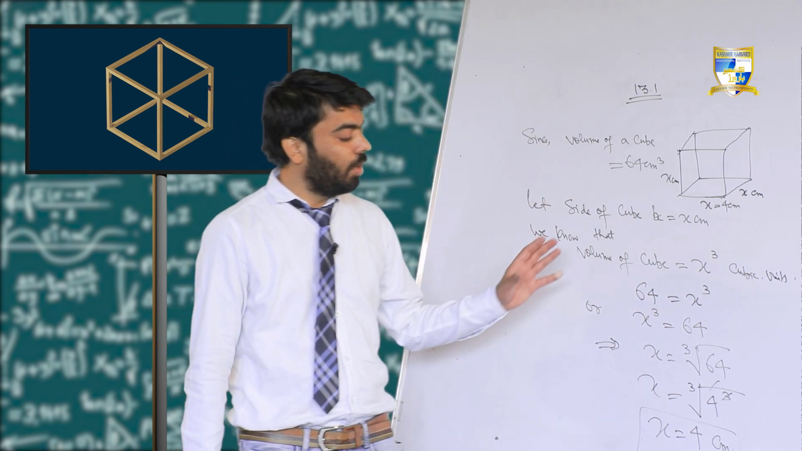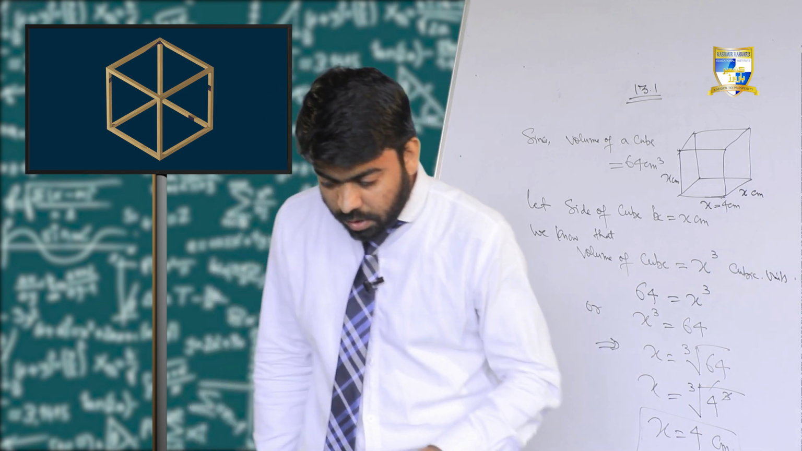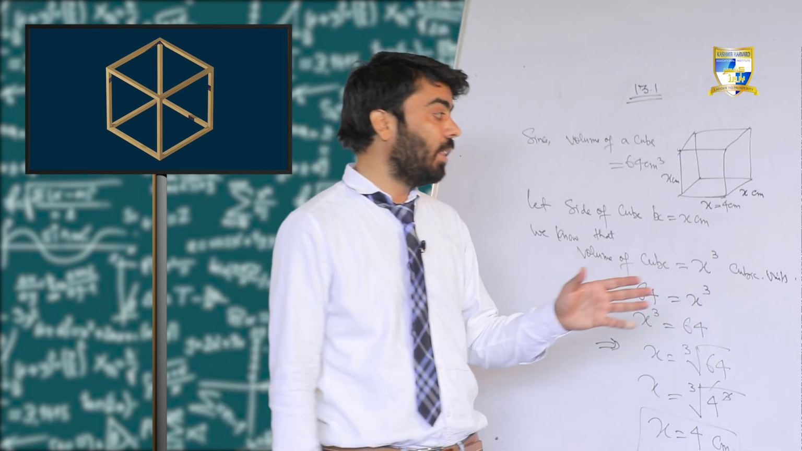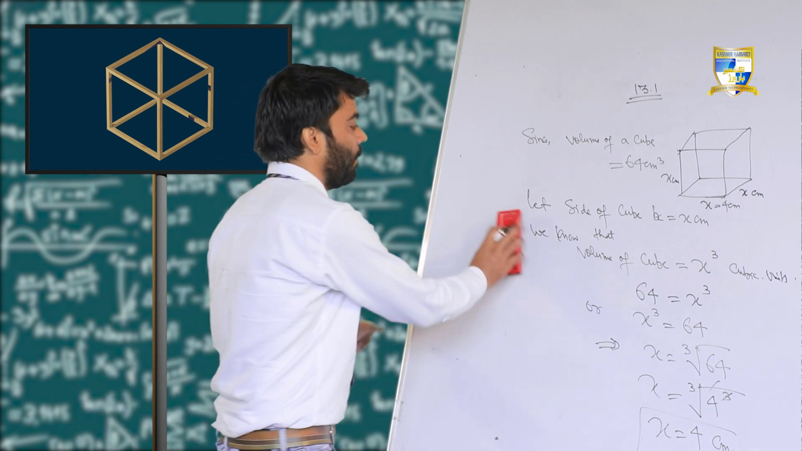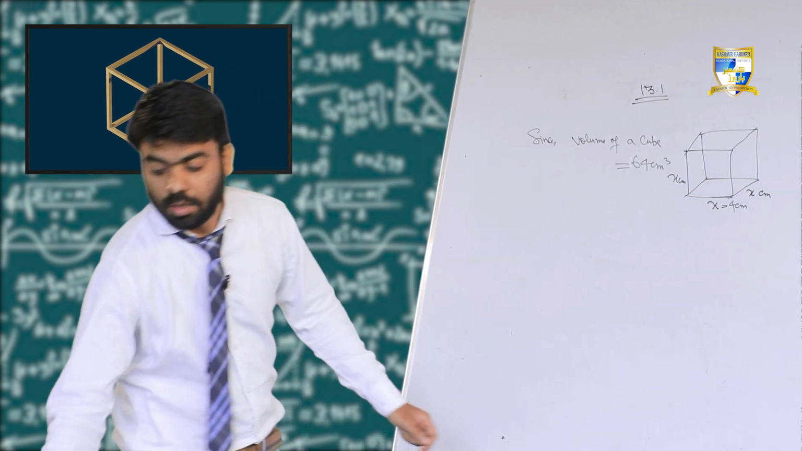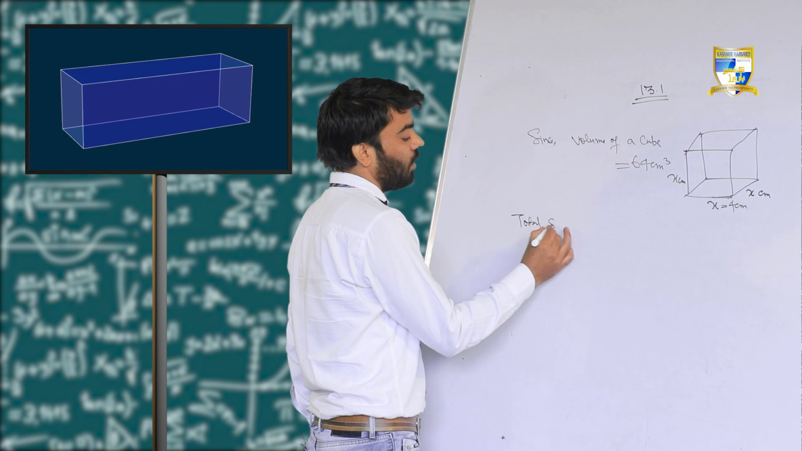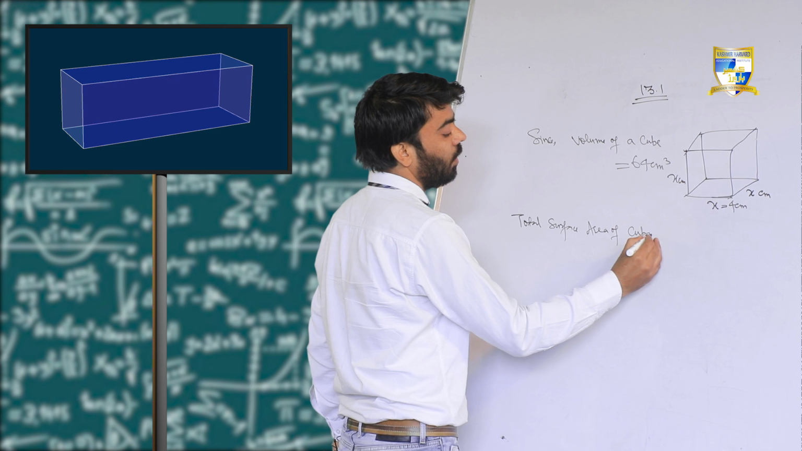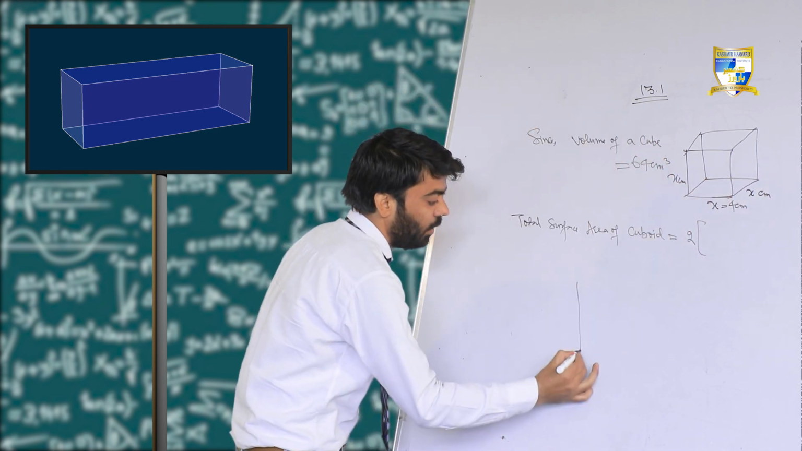Now the question is not only saying calculate the side of the cube. The question says find the surface area of the resulting cuboid. We have to find the what? The resulting area, that's the total surface area of the cuboid. So x is equivalent to 4 centimeter. So remember another formula. Total surface area of cuboid is equal to twice. I will make a cuboid here.